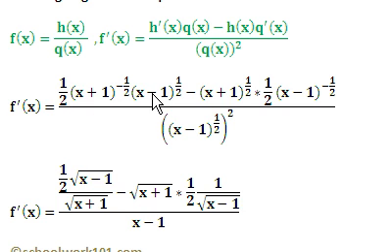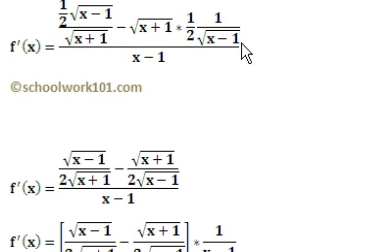Now normally I would factor this stuff out, but in this particular case I kind of wrote it like this. Don't know how confusing this is for you, but this is x minus 1 to the 1/2. I just wrote it as a radical. Right, negative 1/2, brought it down to the bottom. Same thing here, got everything in radical form.